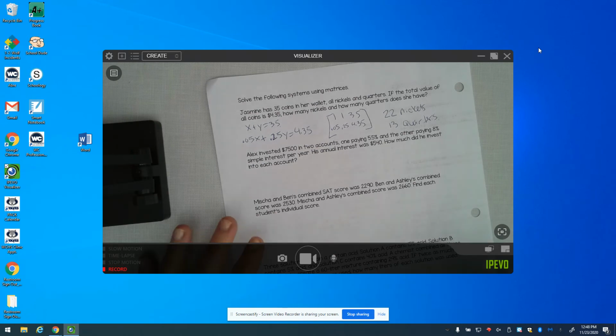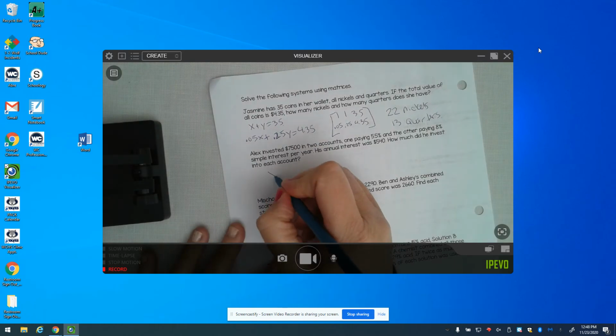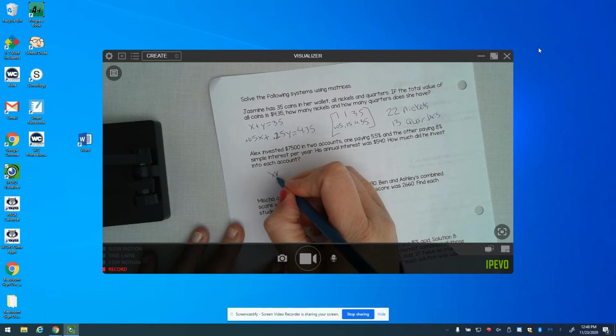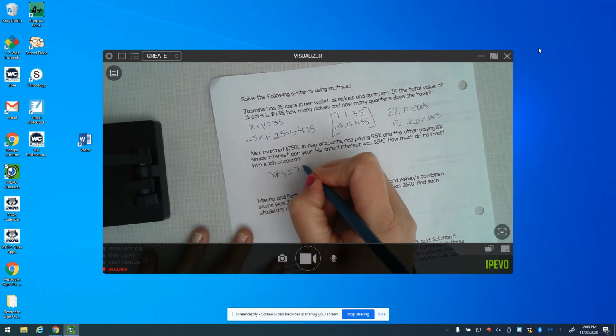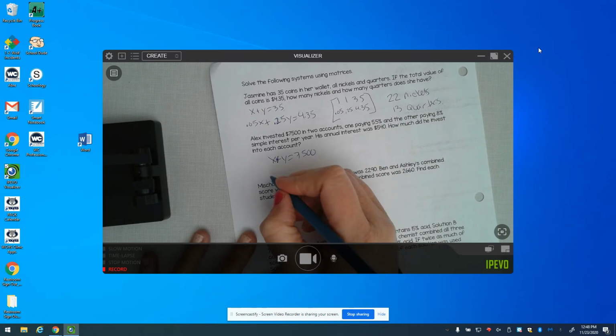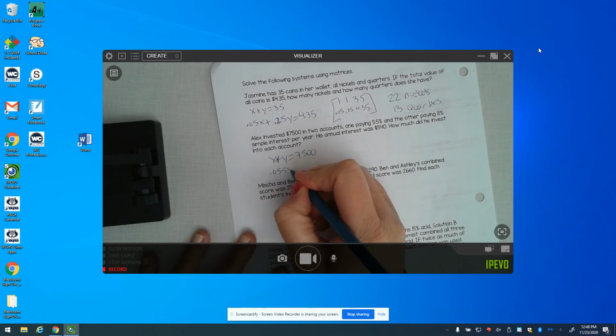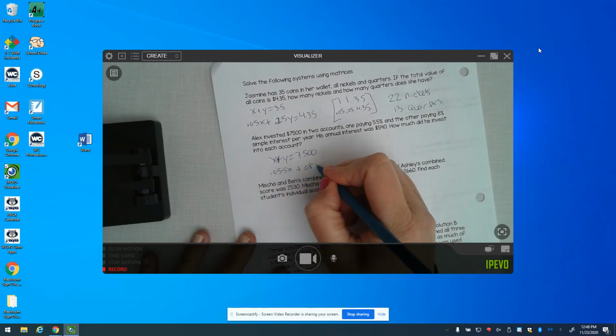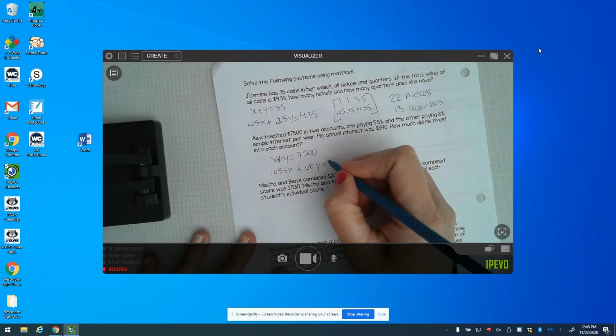Okay, so he invested in two accounts. So x plus y is $7,500. That's how much he invested in total. And then I'm going to figure out my interest. So 0.055 of one plus 0.08 of the other one. That should give me my total interest of $540.